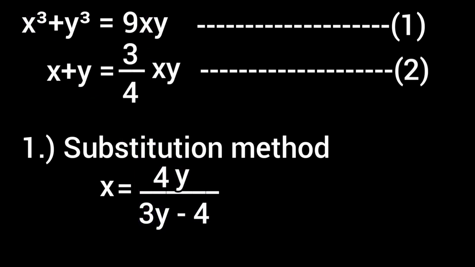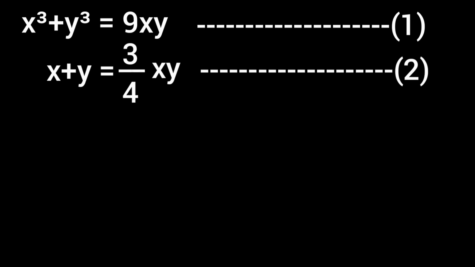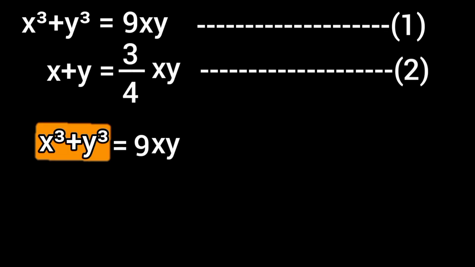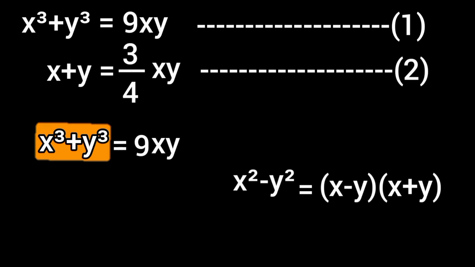So we are going to approach this question from another angle that will make it easier and less time consuming for us. Let's start with equation 1. If you know your algebraic identities well, then this sum of two cubes should make you remember that just as we can write the difference of two squares like this, we can also write the sum of two cubes like this.